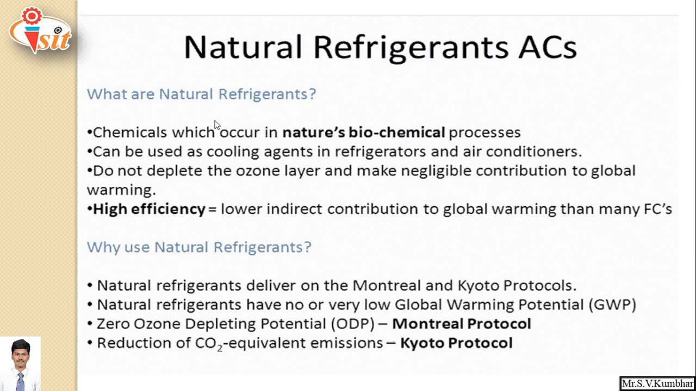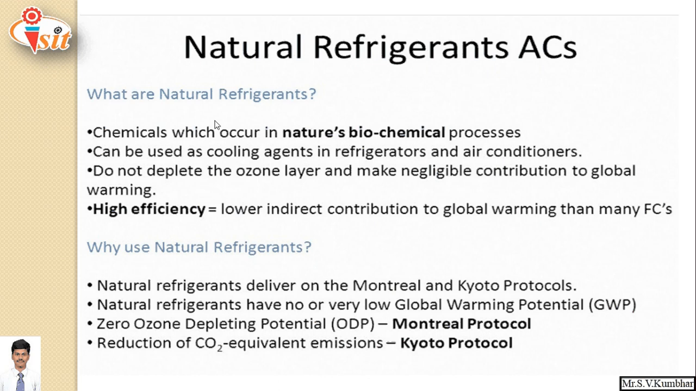Natural refrigerants. The chemicals which occur in nature due to biological or chemical processes are known as natural refrigerants. Natural refrigerants can be used as cooling agents in refrigerators and air conditioning. These do not deplete the ozone layer and make a negligible contribution to global warming. Generally, natural refrigerants have high efficiency, that is, lower indirect contribution to global warming than many fluorocarbons. Generally, we use water, carbon dioxide.